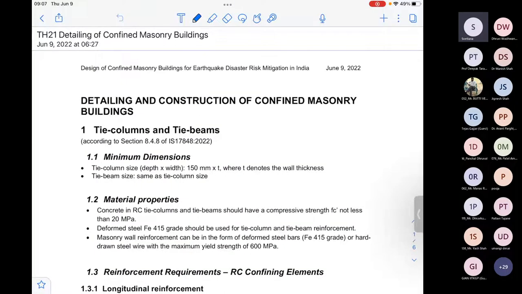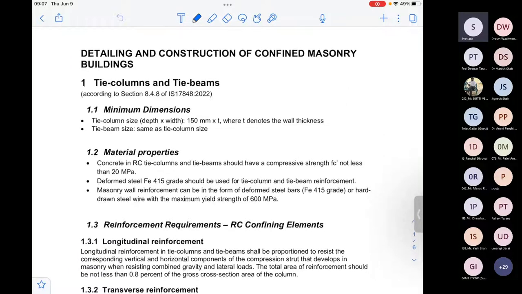So first of all, we will talk about several topics: dimensions, reinforcement requirements, and how reinforcement meets, like what the anchorage is, this type of thing. So detailing in terms of the dimensions of these tie columns and tie beams is specified in section 8.4.8 of the new standard.